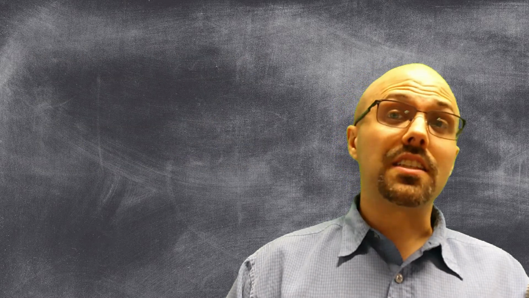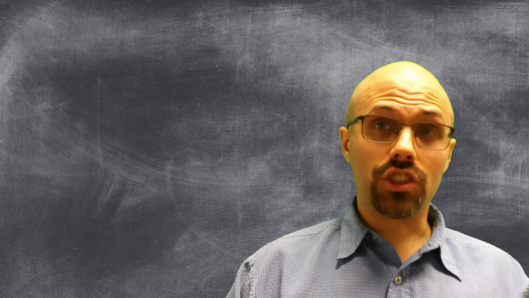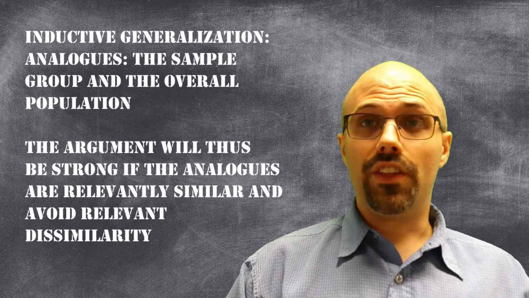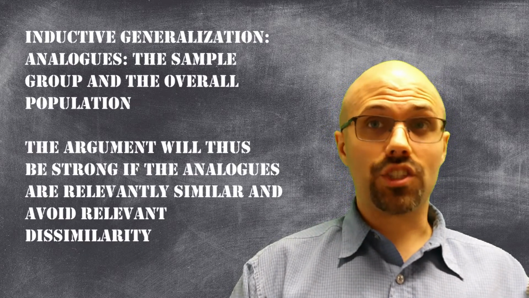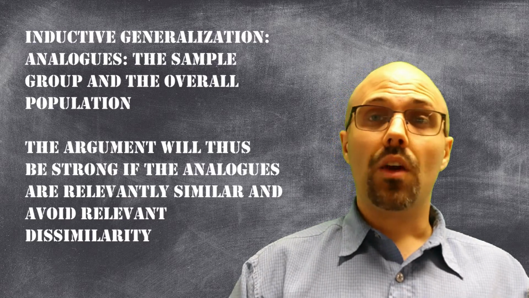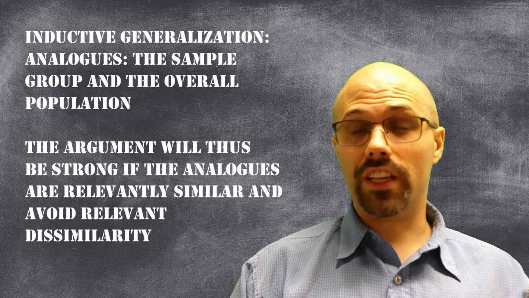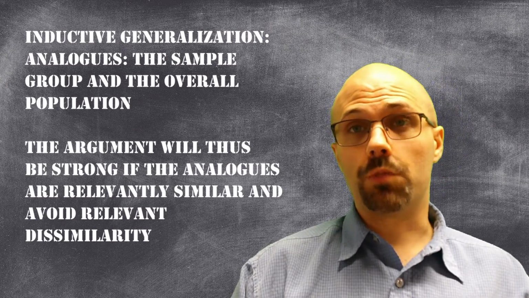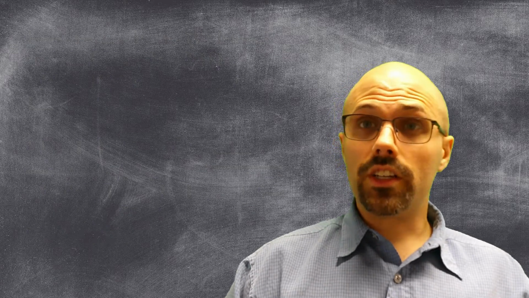You can think about these as a specialized kind of analogical argument, because basically what we're doing is we're comparing how likely the sample group is to be representative of the overall population. So we're checking to see how similar those two things really are, and if they're really similar, what's true of the sample group is quite likely to also be true of the overall population. So let's look at a concrete example of this.